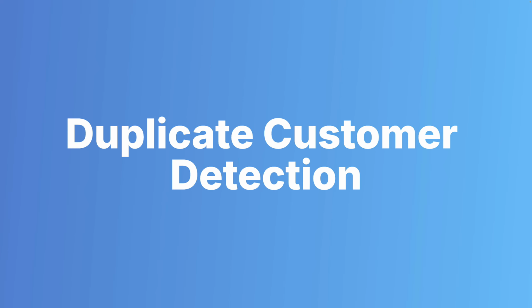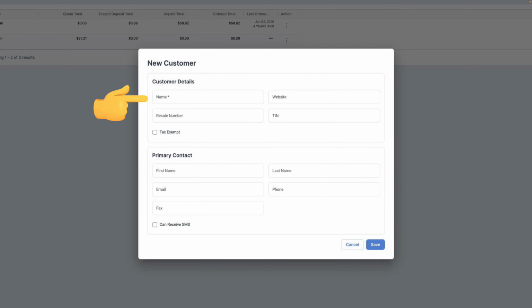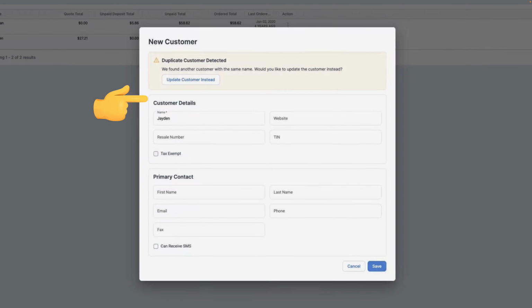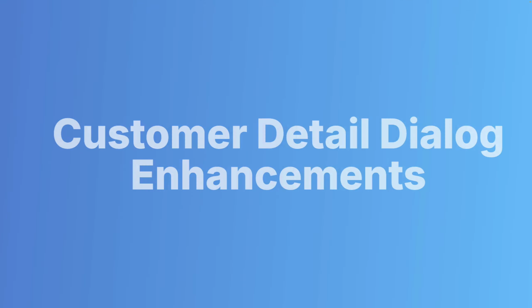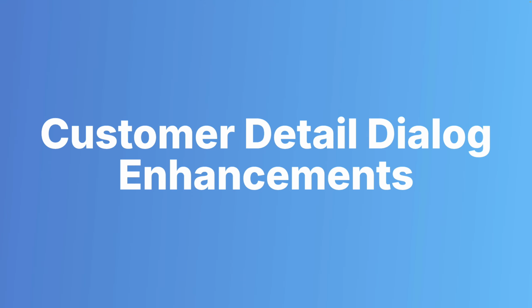Duplicate customer detection. Now when you enter the name of the customer, YoPrint will search for the customer with the same name. If we find a duplicate customer, we will let you know and you can choose to update the customer instead.